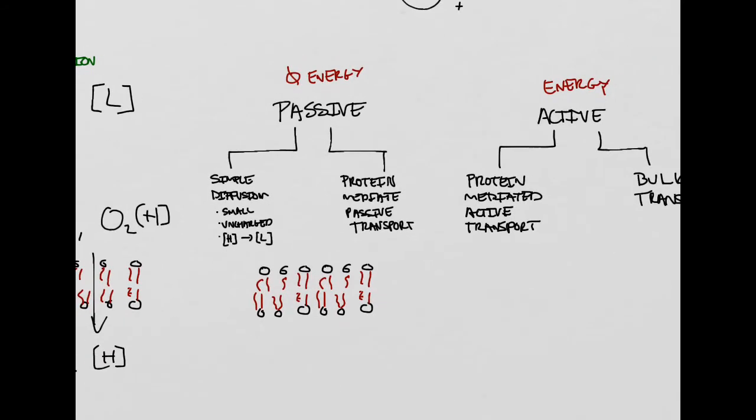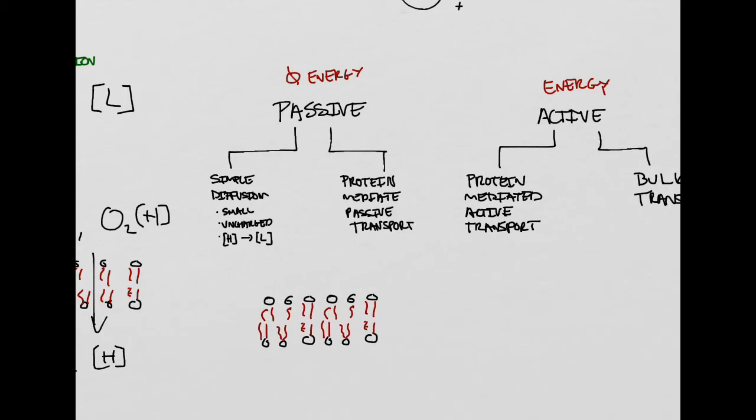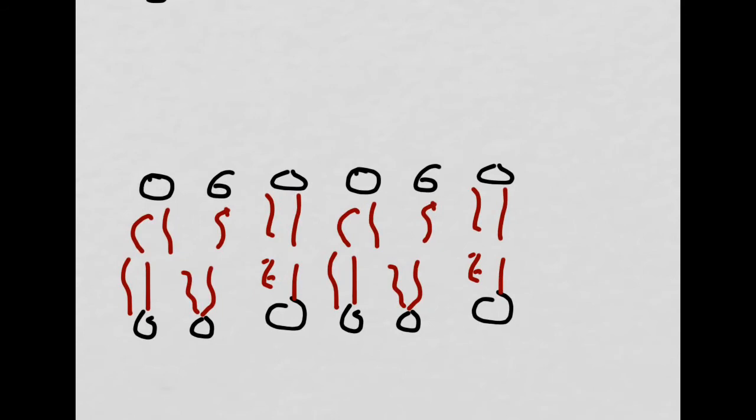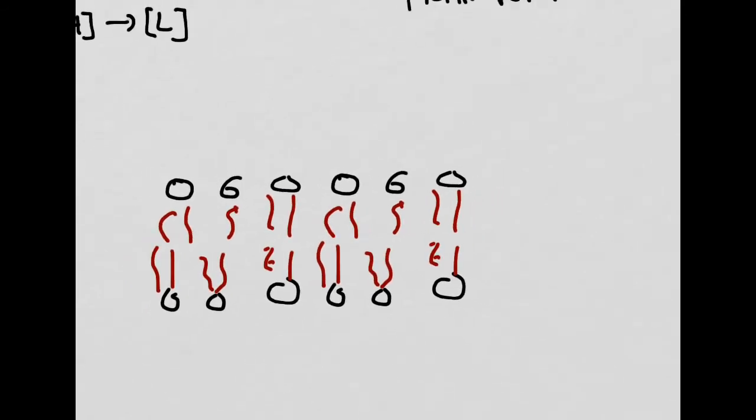Okay, now let's talk about protein-mediated passive transport. Now we have the same cell membrane right here, and let's imagine we have a larger or charged molecule, and it can't move through the membrane itself. Now, I'm not going to tell you why it can't move through the membrane, but I want you to remember something, that this membrane is hydrophilic here and hydrophobic here.